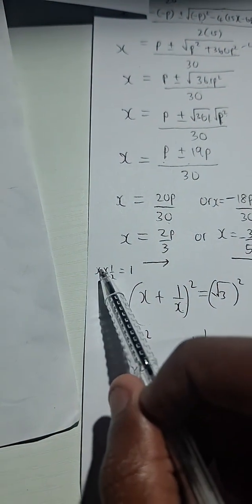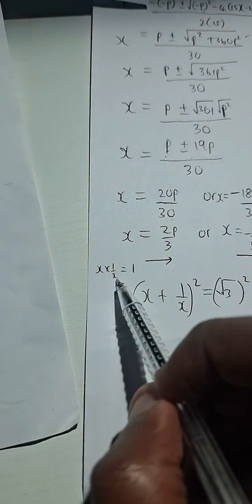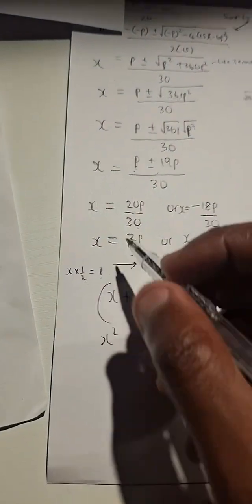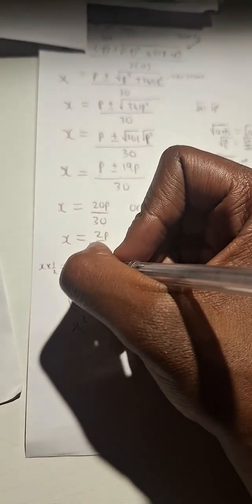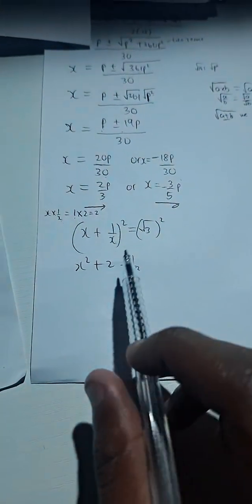So that means I'm going to multiply x times 1 over x, which will give me what? 1. The x in the numerator and the x in the denominator cancel each other, and then I get 1 times 1, which is 1. And then after getting 1, what do I do? I multiply whatever I got by 2, which gives me 2. So that means my middle term is 2.